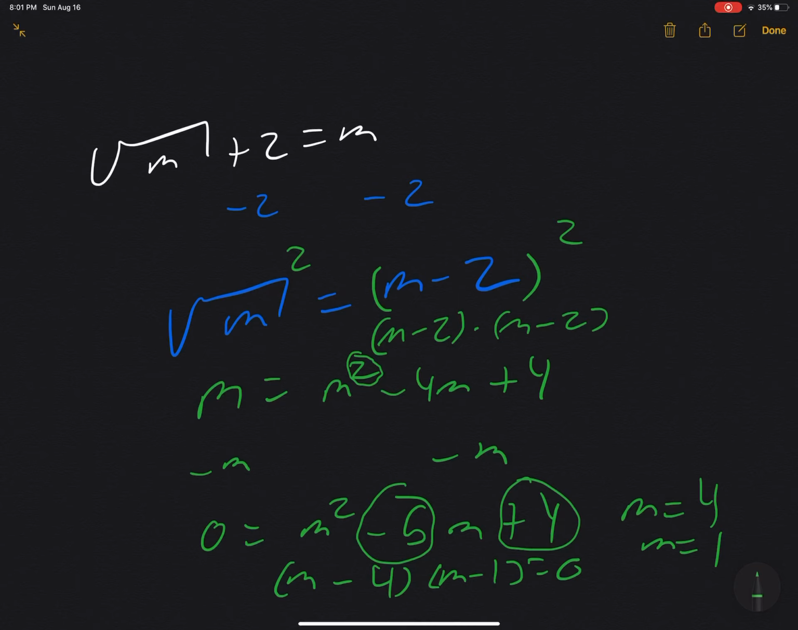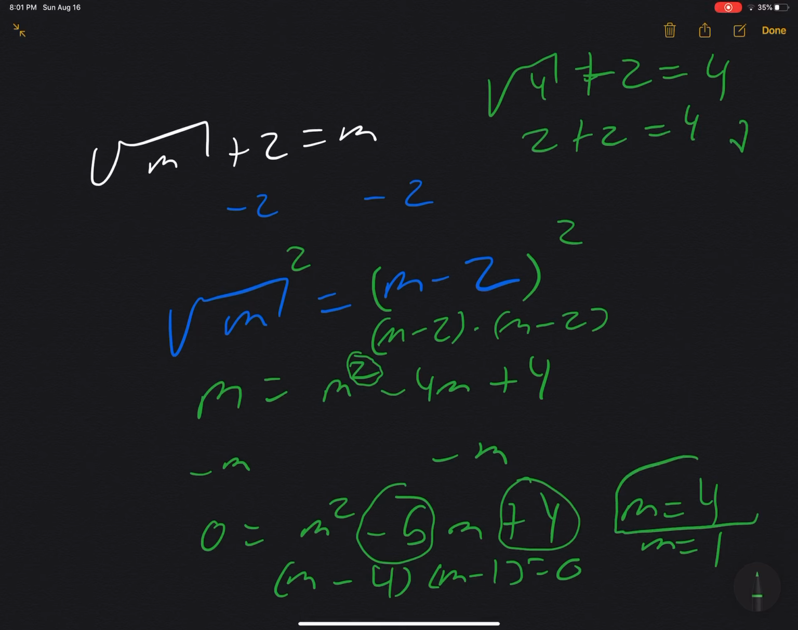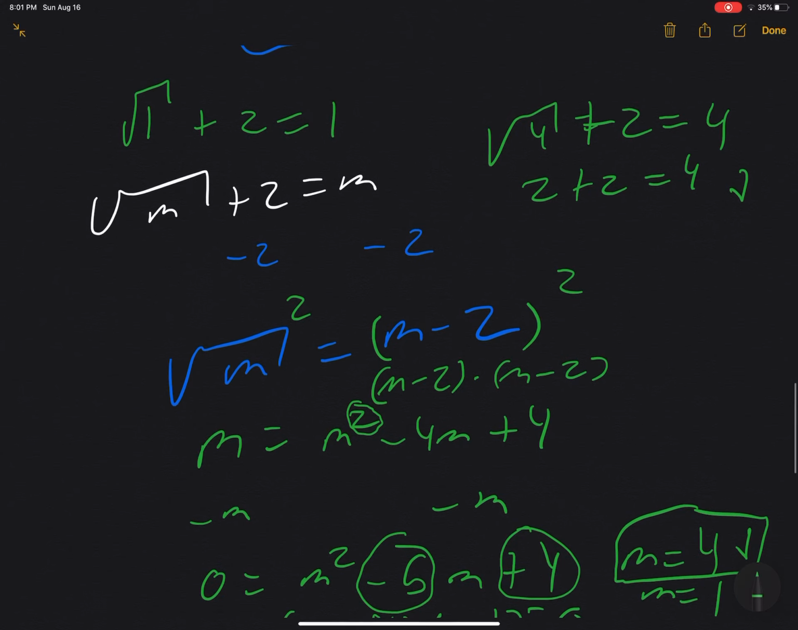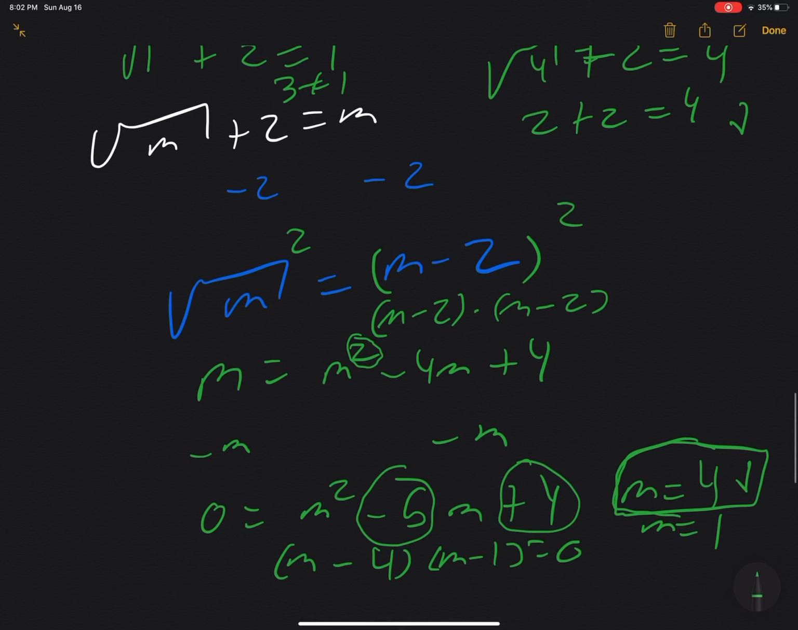If I plug in m equals 4, I get the square root of 4 plus 2 equals 4, or 2 plus 2 equals 4. So that one checks out. This is definitely a good answer. And if I plug in 1, I get the square root of 1 plus 2 equals 1. The square root of 1 is equal to 1. 1 plus 2 is 3. 3 is not equal to 1. So our only solution here is actually going to be m equals 4.